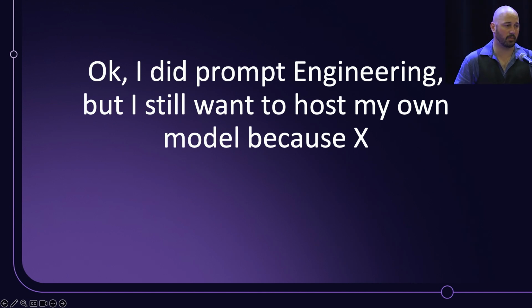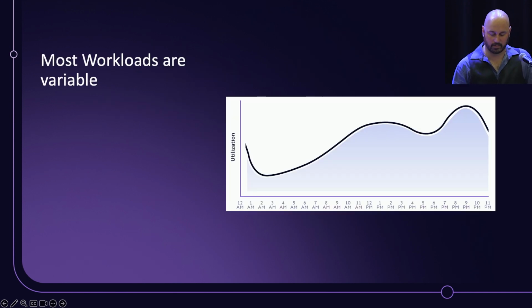So, okay, I did all the prompt engineering, but I want to host my own model because whatever reason. And for many people, that may just be, I don't trust OpenAI with my data, right? I needed this to be internal. I want to use a model that's different than that. There's 1,000 different reasons, but once you've gone past that point where you've ruled out these token-based systems, then you're thinking, okay, well, I need to host this, or I need to find a vendor who can host this for me.